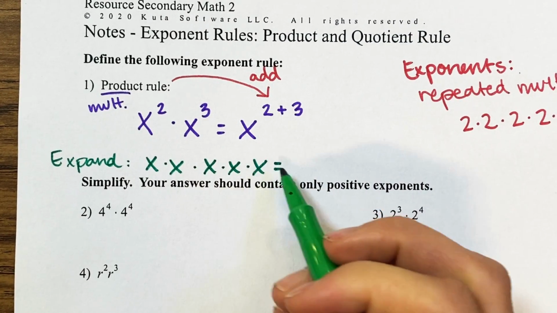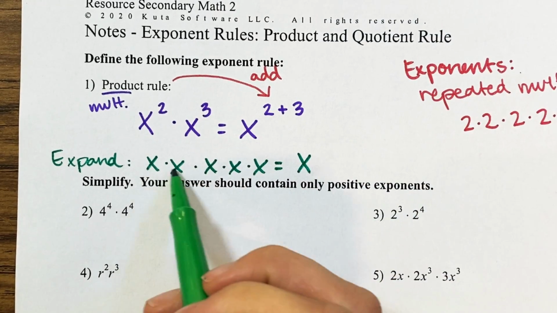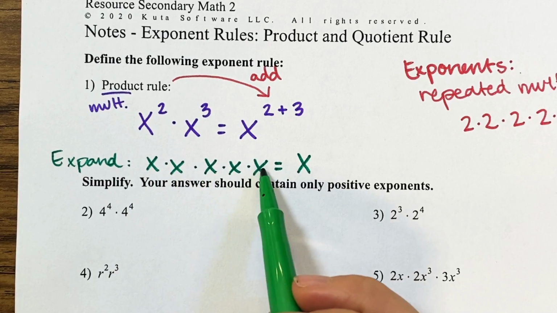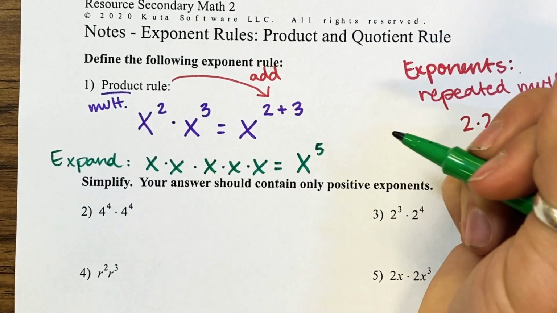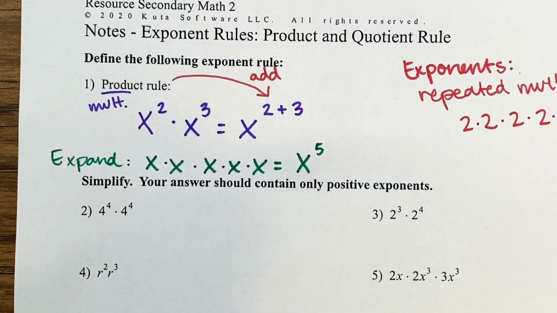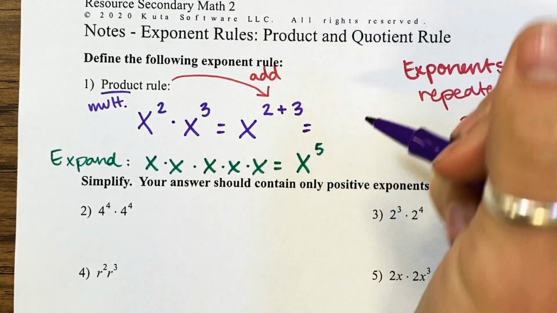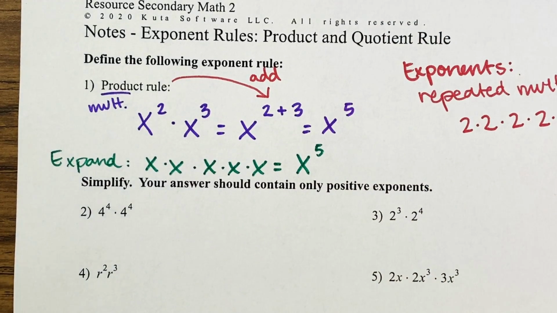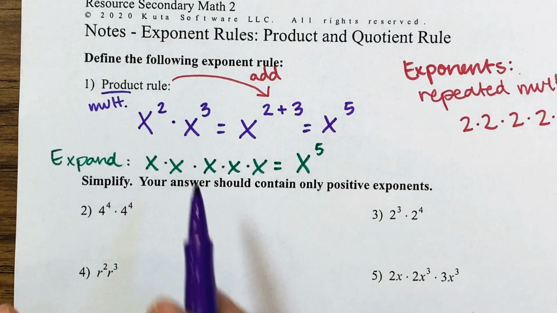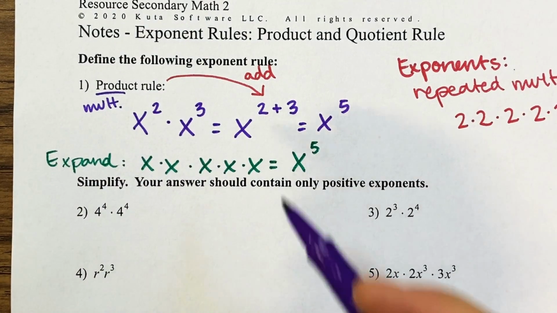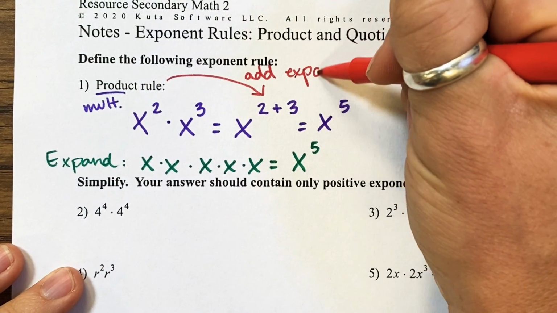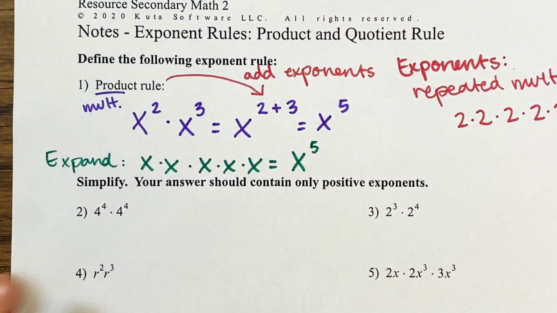Well, now we could say that x is our base, right? But how many x's are there? What is x to the power of? So now you could just say 1, 2, 3, 4, 5. x is to the power of 5. And guess what? That is the exact same thing as up here as 2 plus 3, x to the 5th power. So whenever you think product rule, you are going to add the exponents. That is what we're doing when we're talking about product rule.